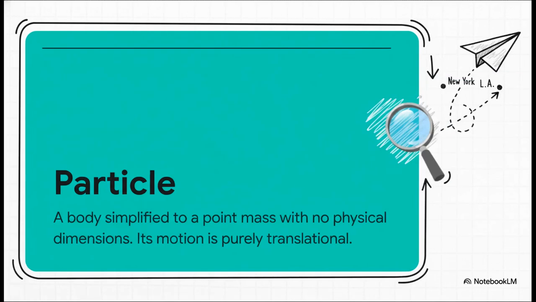The simplest model of all is the particle. This is where we shrink an entire object, like our huge airplane, down to a single dot in space. And this is perfect if all you care about is where the plane is going. Say, you're tracking its flight path from New York to LA. We just ignore its size, its shape, and we definitely ignore its rotation.